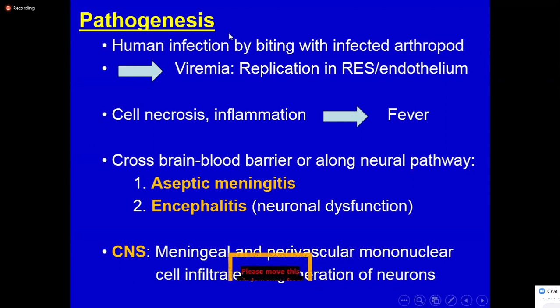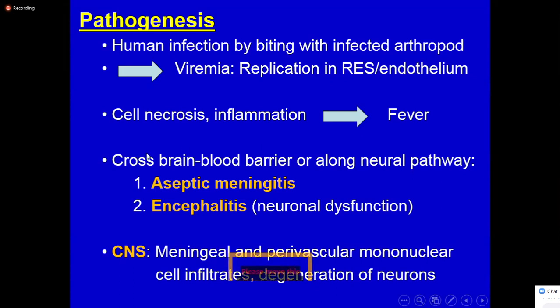Pathogenesis: a human is infected by what? By the infection by the arthropods. Then you will get the virus in the blood, which is called viremia. These viruses then replicate in the reticuloendothelial system and endothelium of our blood vessels. They lead to cell necrosis and inflammation, which result in fever.